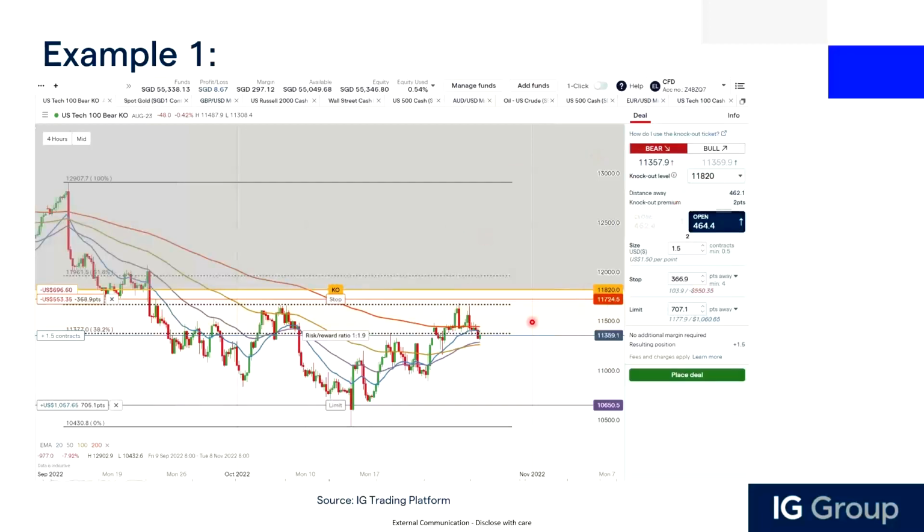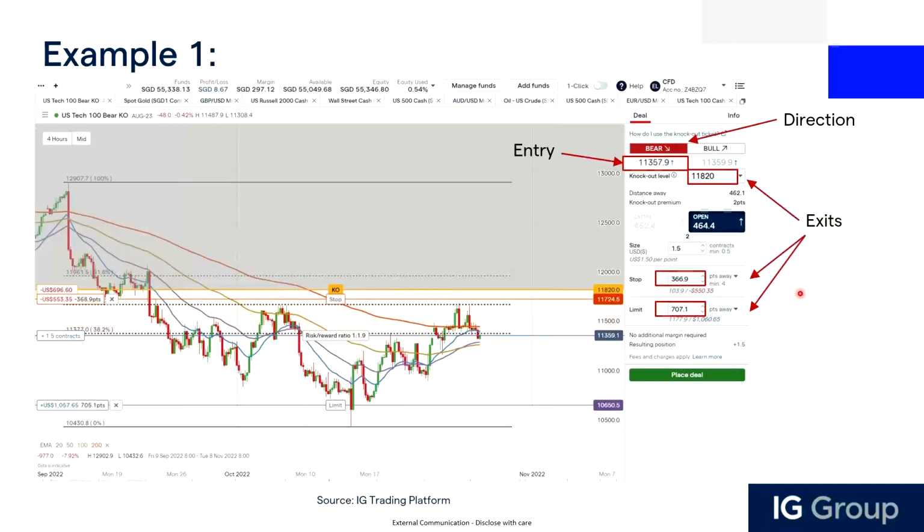So if you're looking to sell this using the knockouts, the knockouts deal ticket, the first thing you want to do is to click on the bear button over here. So again, this is your direction. If you are bearish, click on the bear button. The next one is your entry. So your entry is this price level over here, the current market price. Okay, so that's the entry.